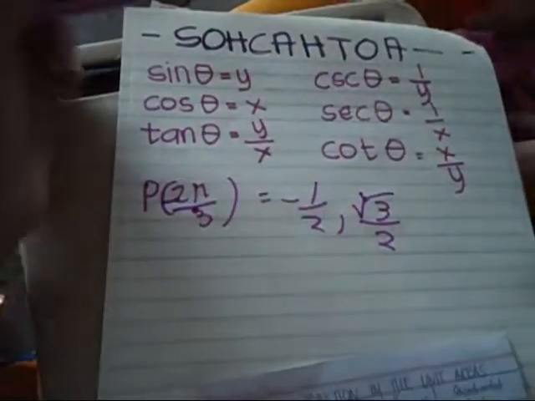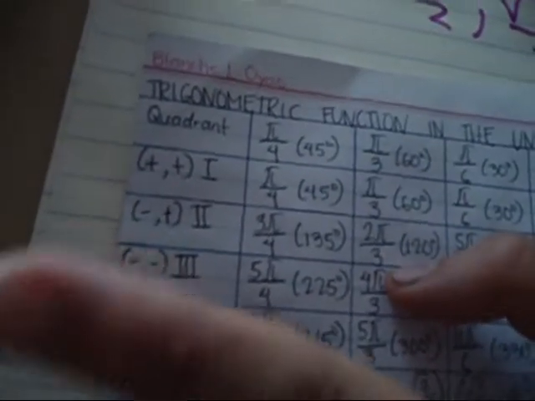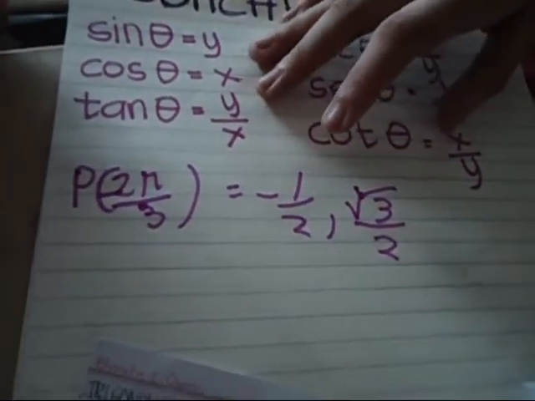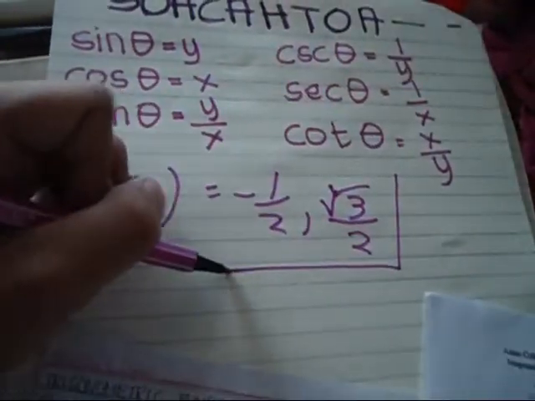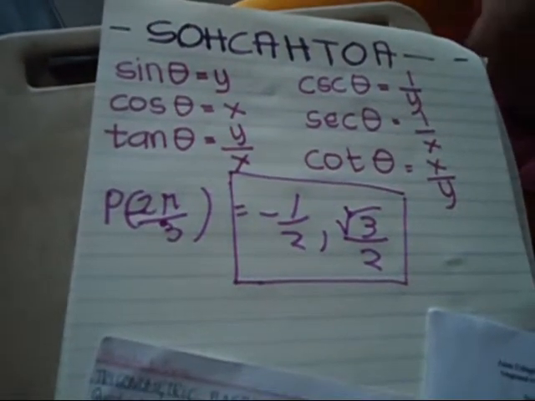You might be wondering why this is negative. It's because in quadrant 2, the x is negative and the y is positive. And this is the final answer. You're just going to copy what's written in the index card.